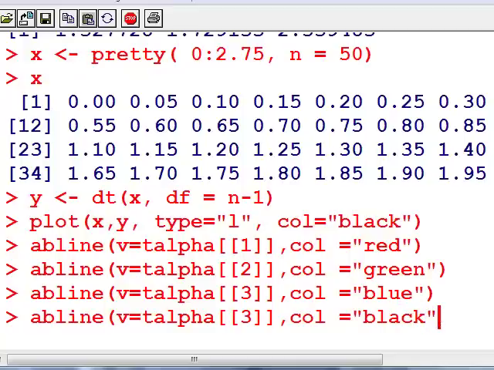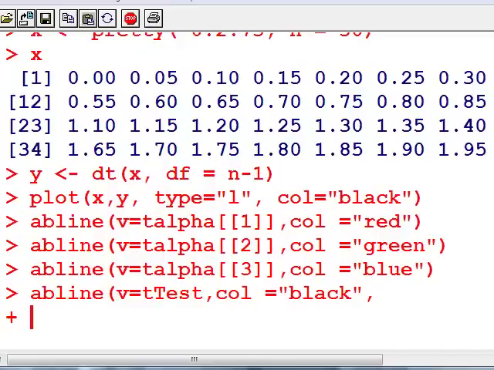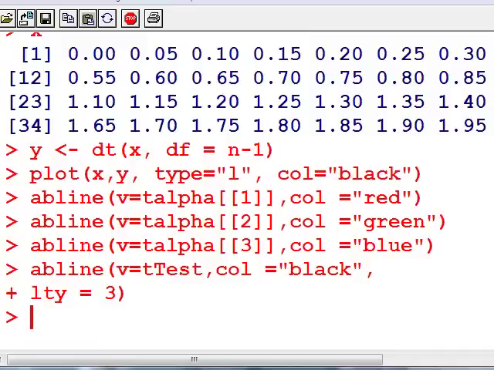Okay, and now we're going to put one more on. Okay, I'm going to go down here, and this was my T test value, which was calculated previously. Now I get a plus, so I can do it here. Let's see, y equals 3, just so you can see that command. And now let's see what happened.